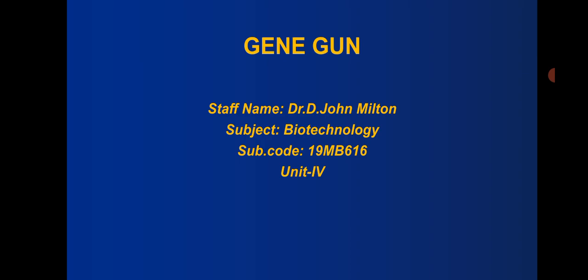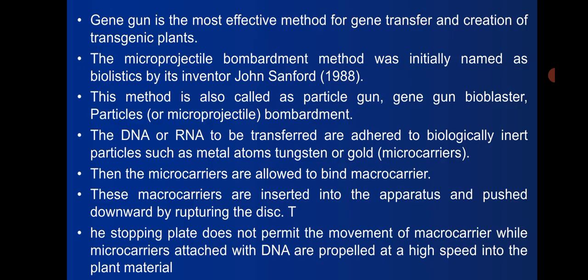In this video lecture, we will discuss the method of gene transfer, that is gene gun. The gene gun is the most effective method of gene transfer and creation of transgenic plants. Transgenic plants are plants created by modifying their genome to get the desired properties. So it is a new plant with desired properties, just by modification of its genome, for the welfare of human beings.